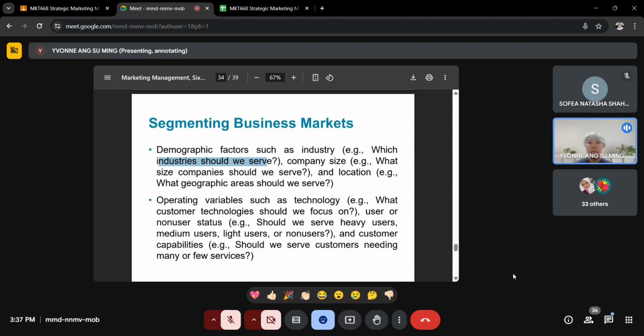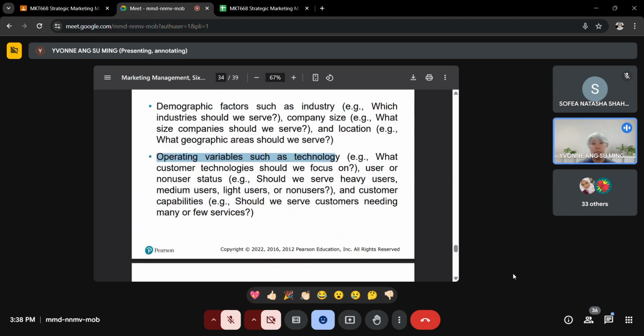KLIA, right? What is the company size? Are they a low cost airline, a small low cost airline, or are they a big full-fledged service airline? How many routes do they actually fly to? That will indicate their company size. So company size could be, maybe it's a very big company, maybe it's an upstart company, a smaller company, right? Where is their location? So where is their headquarters, where they're flying in from?